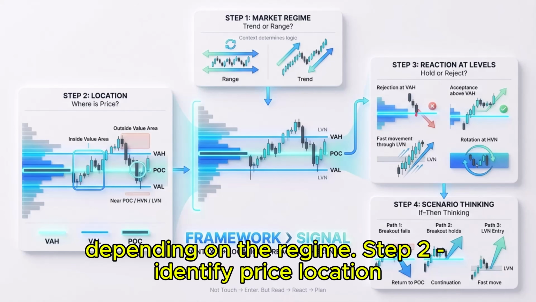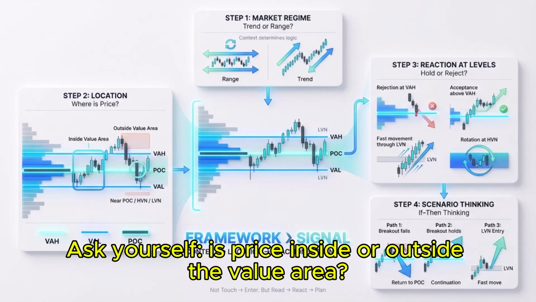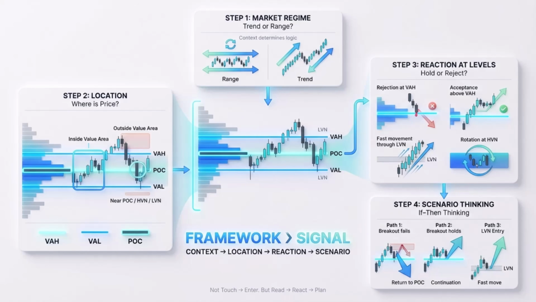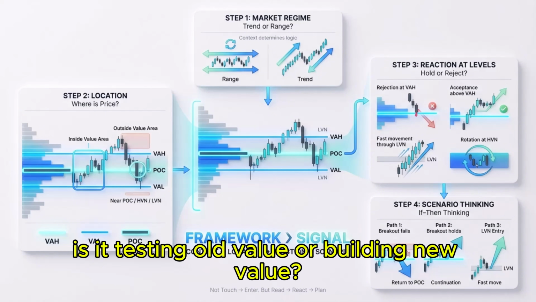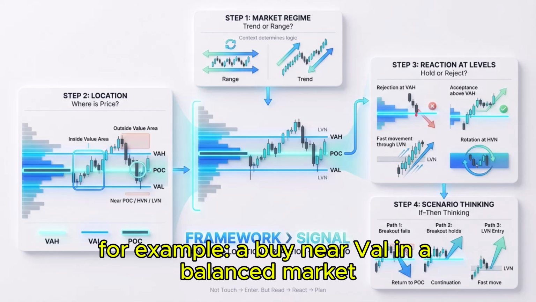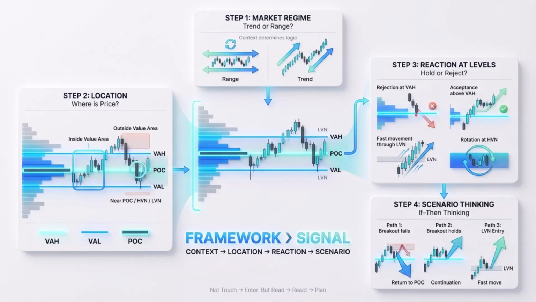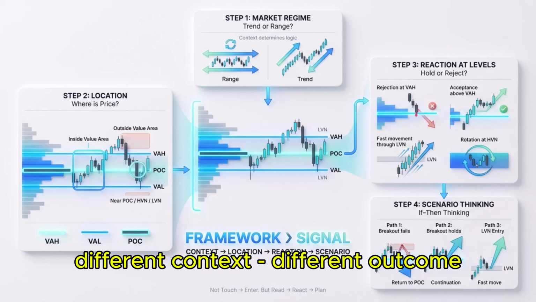Step 2. Identify price location. Next, you must know exactly where price is. Ask yourself, is price inside or outside the value area? Is it near or far from the POC? Is it at an HVN or an LVN? Is it testing old value or building new value? Key principle: location is more important than signal. For example, a buy near VAL in a balanced market is completely different from a buy just below VAH after a failed breakout. Same action, different context, different outcome.